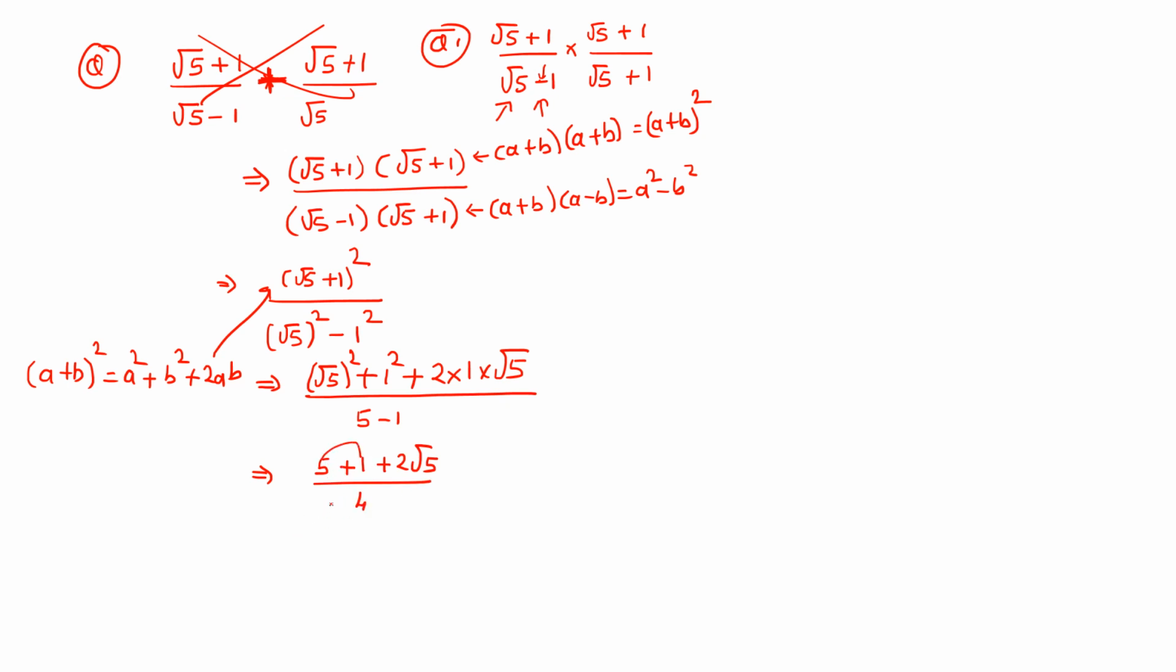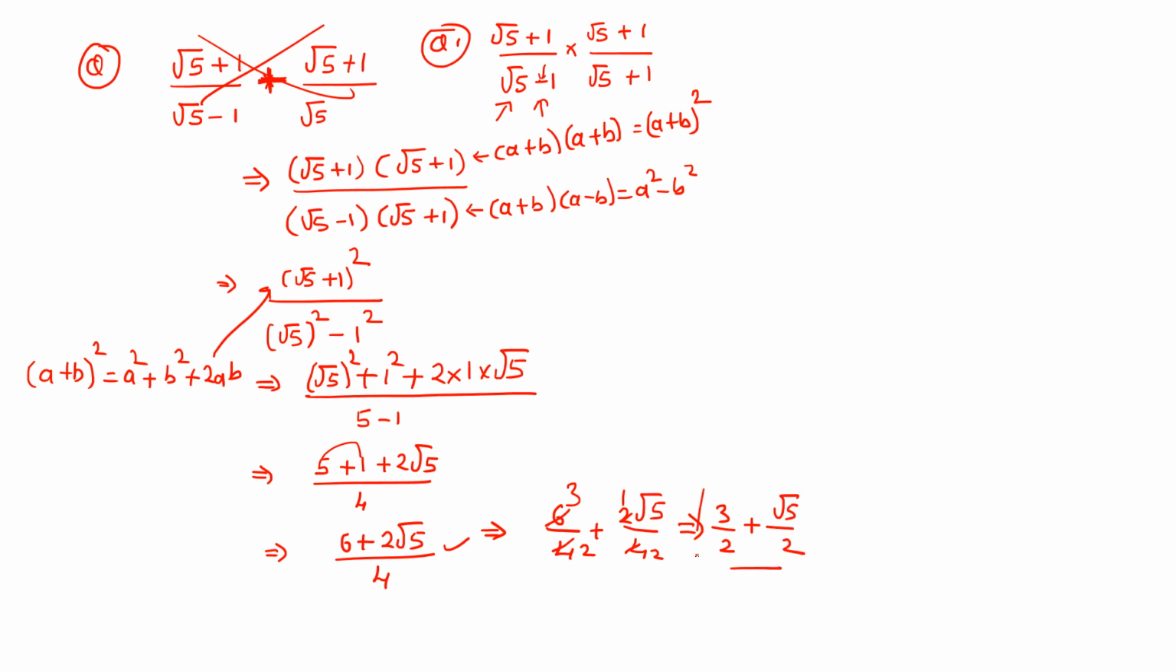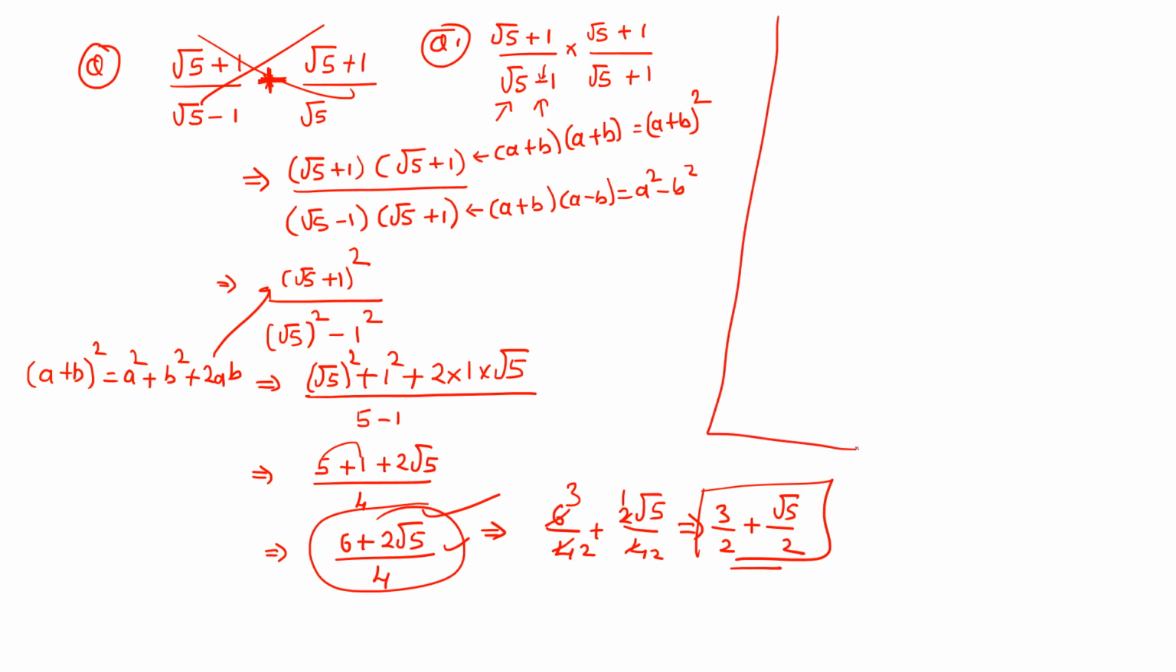Now 5 plus 1 is 6. So you can write here 6 plus 2 root 5 divided by 4. This is your final answer, or you can further simplify this as 6 by 4 plus 2 root 5 by 4. Now 2 threes are 6, 2 twos are 4, so the final answer could be 3 by 2 plus root 5 by 2. This could be your final answer, or this could be your final answer based on the options A, B, C, D given in the question.